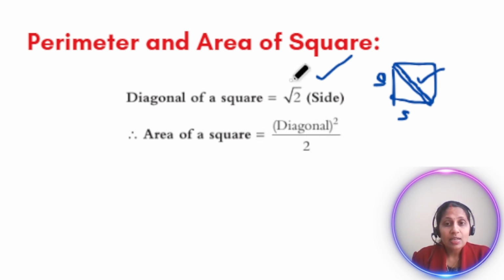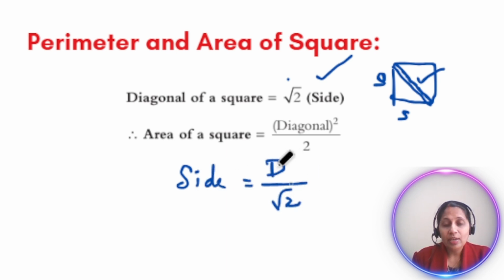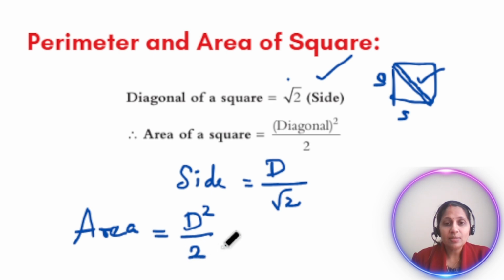How you got this? Rewrite this for side. Side equals diagonal by root 2. Right? Area of the square is nothing but side square. So squaring this, area will be equal to diagonal square by root 2 square, which is simply 2.